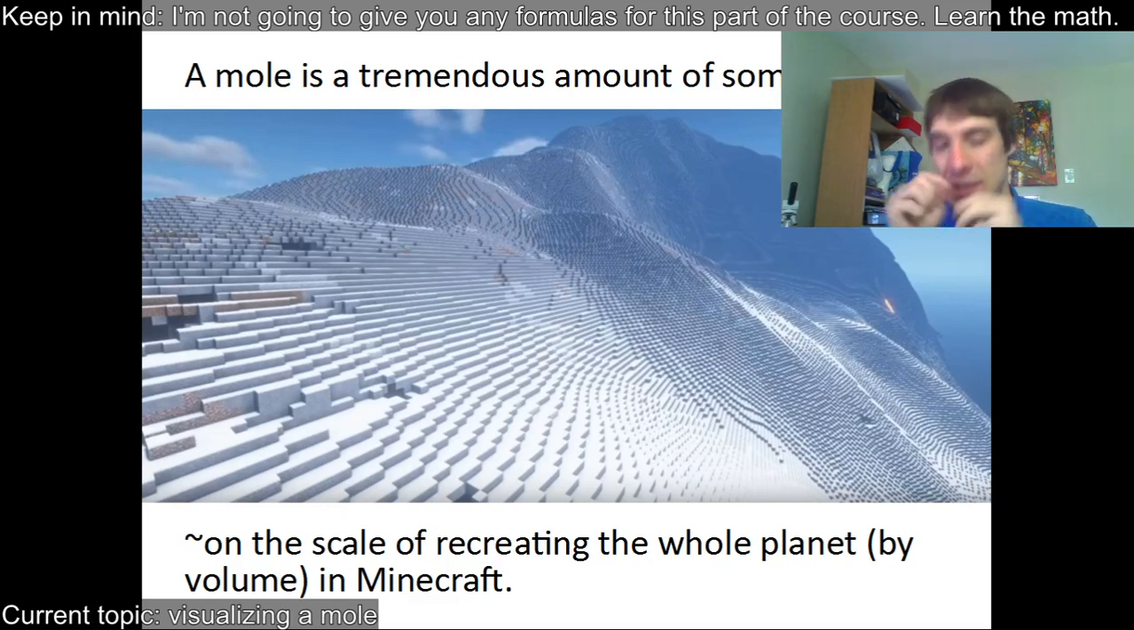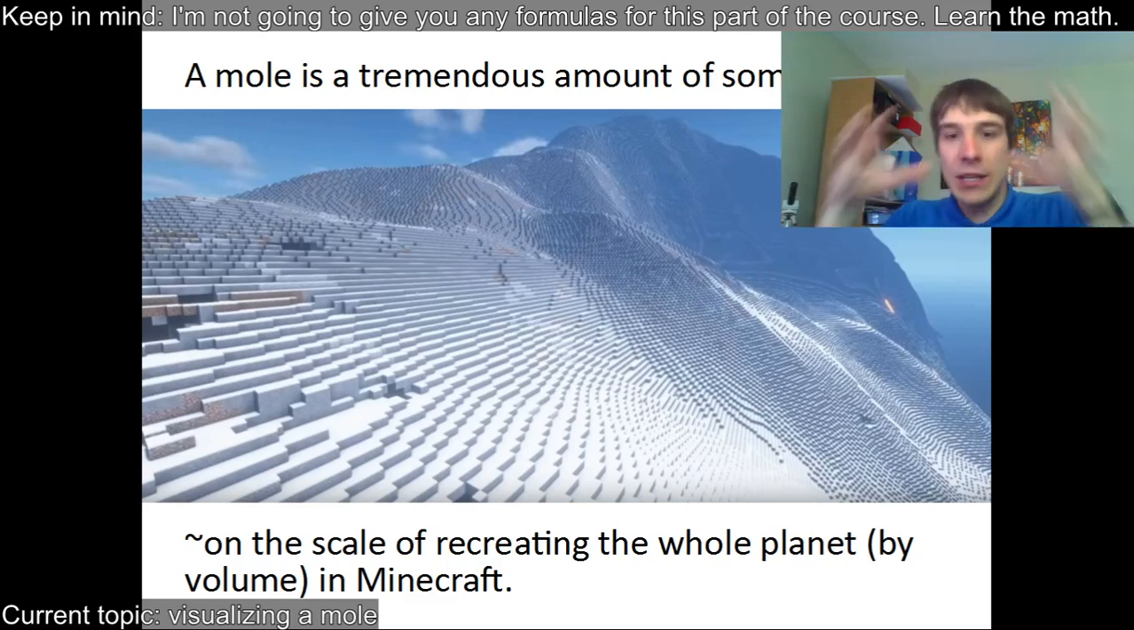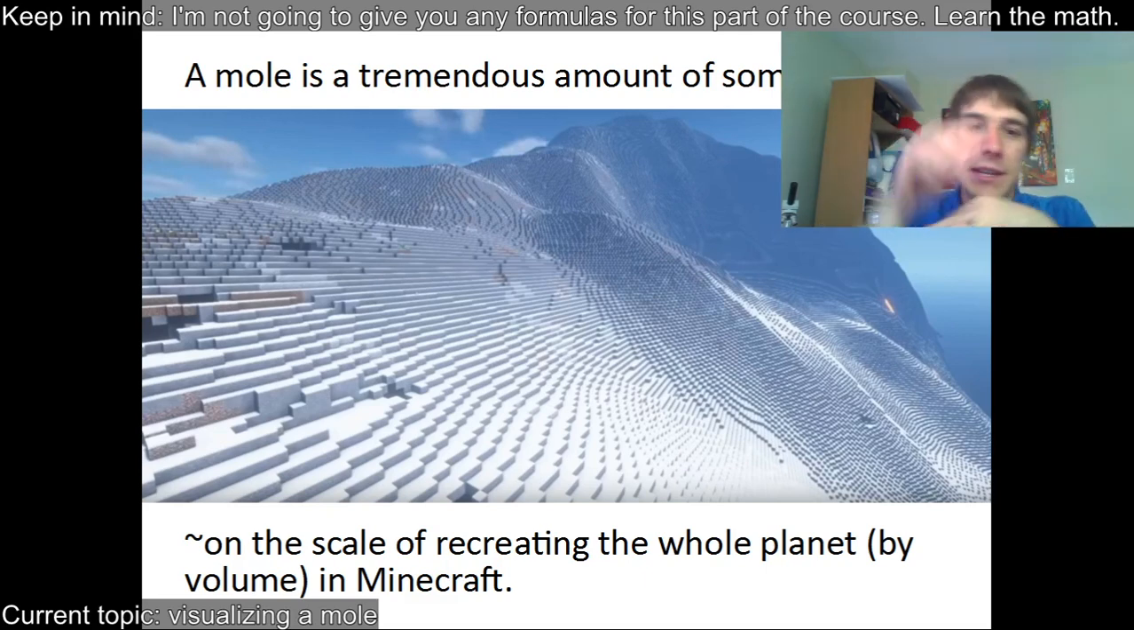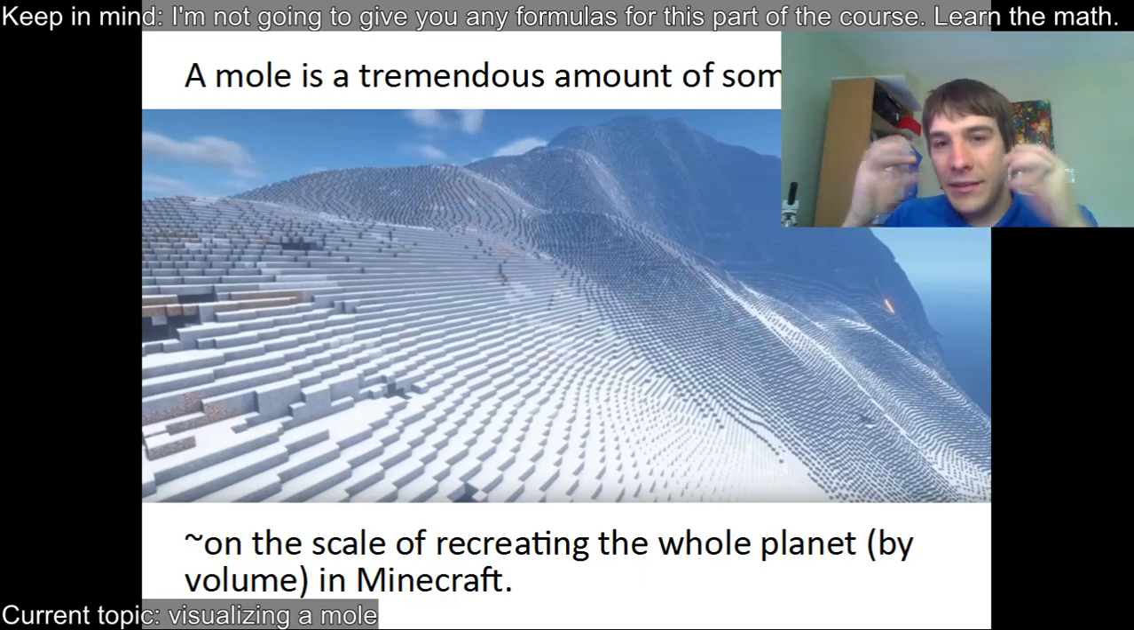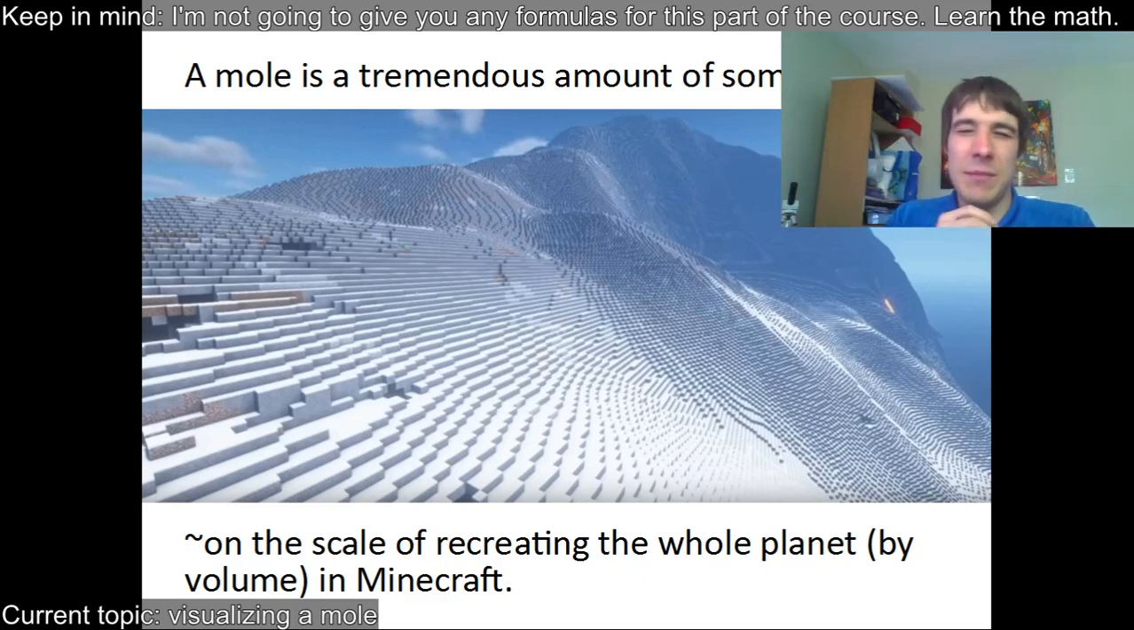So just think about how many little tiny atoms there are. Imagine taking all of the grains of sand in the world and turning it into a giant coin, and then flying over that in an airplane. It's a tremendous number. Huge amount of atoms, huge amount of molecules. So think about that, the amount of grains of sand in the world.